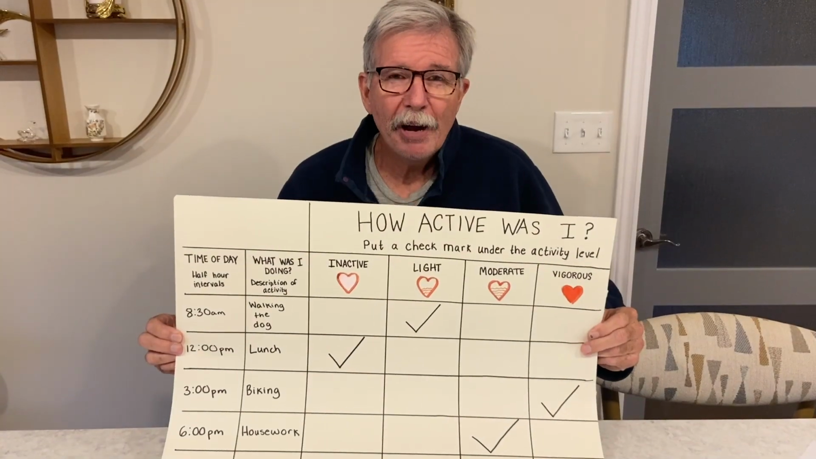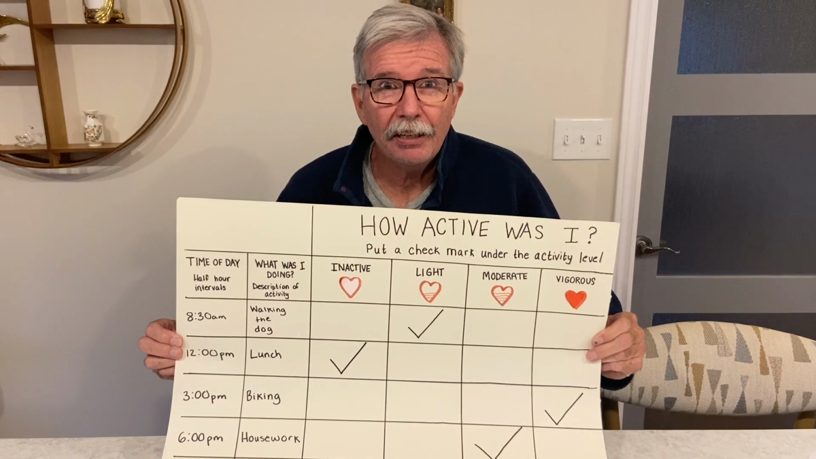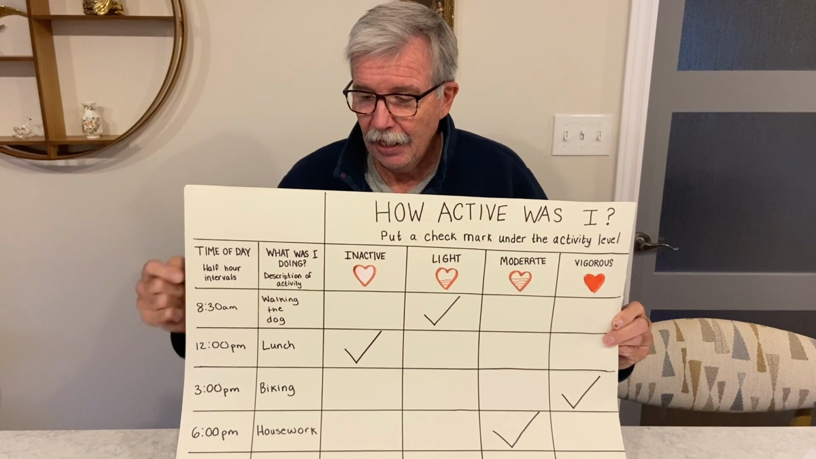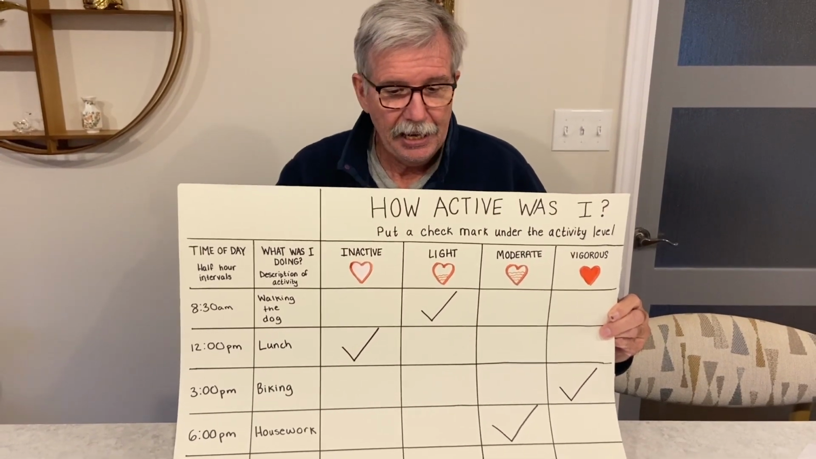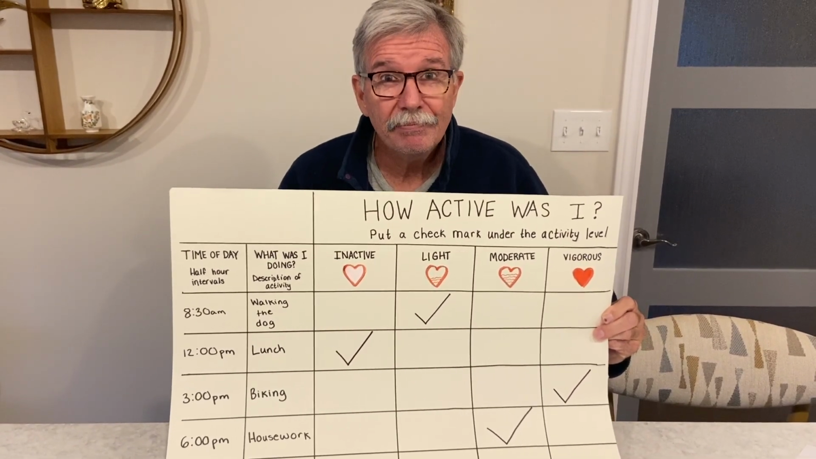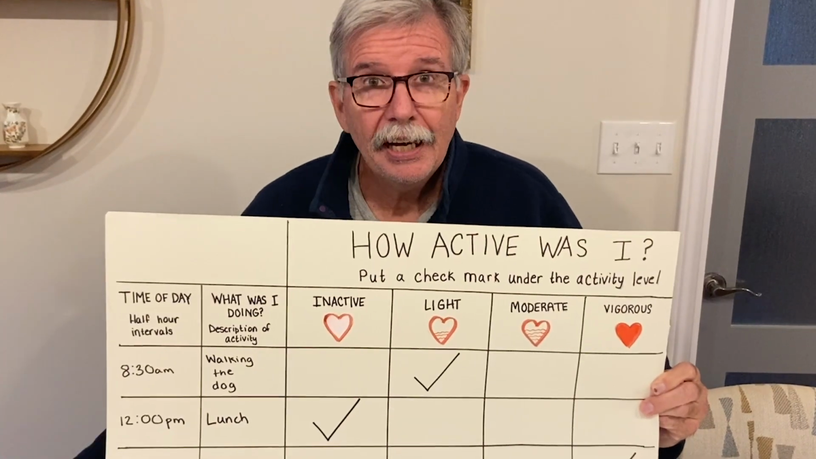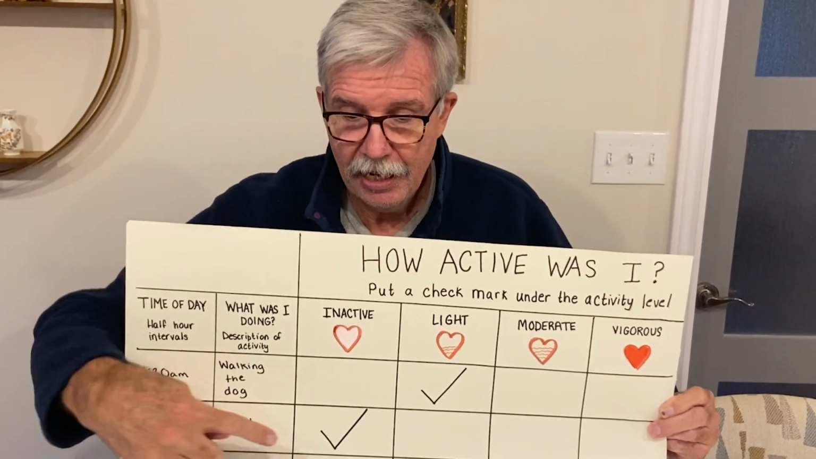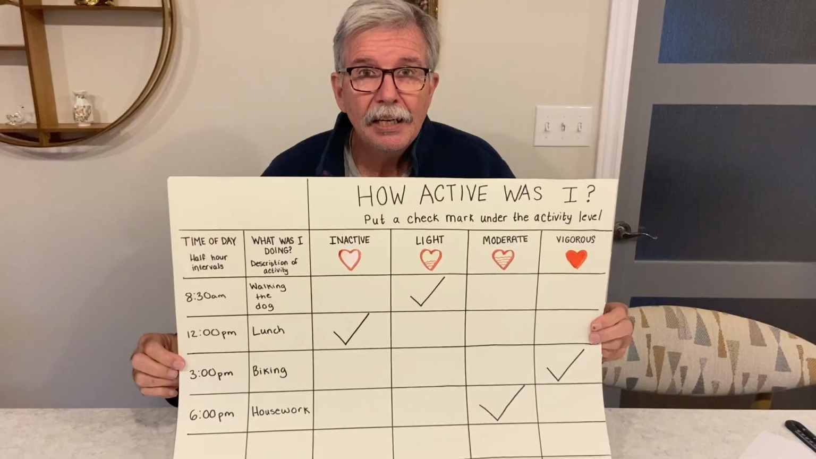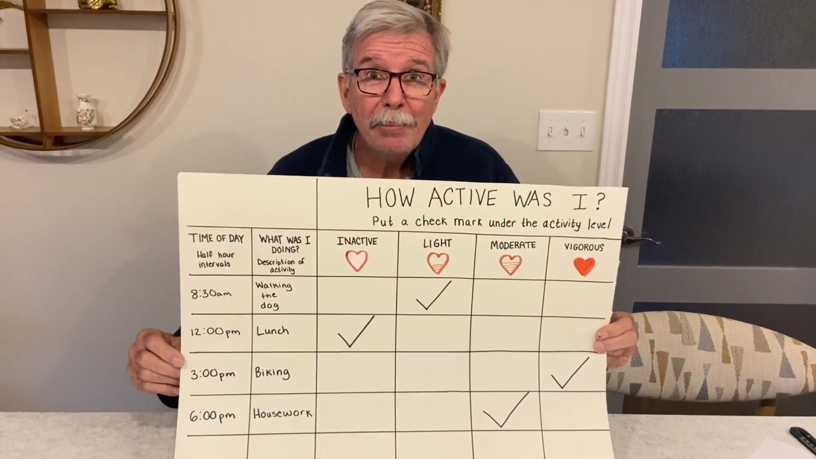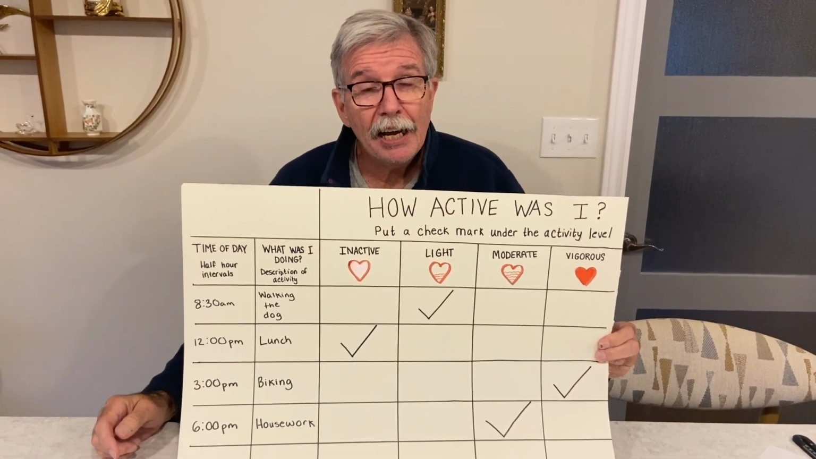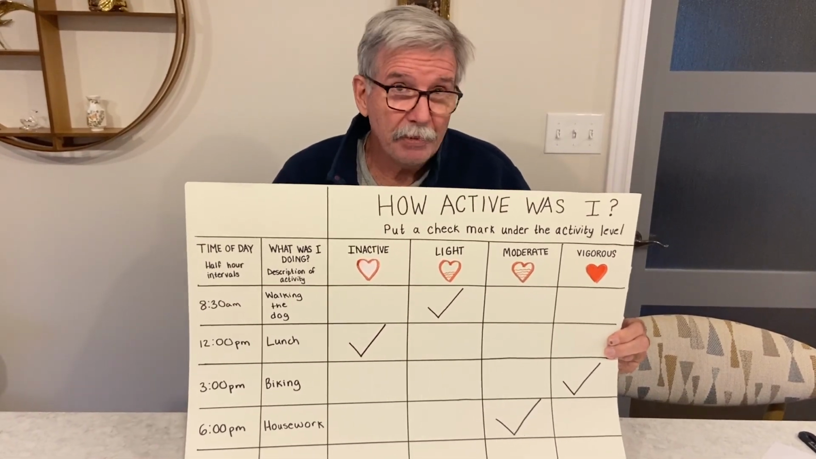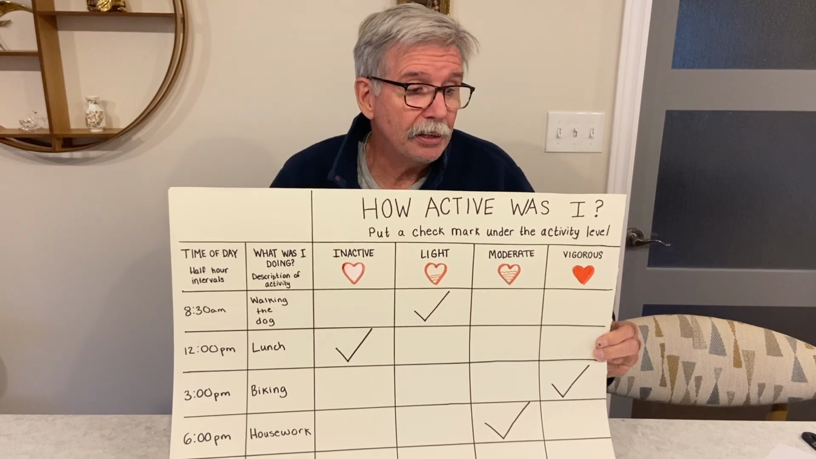I thought I'd show you what my first day of tracking my physical activity looked like. As you can see, at 8:30 a.m., I walked the dog, and that was light activity. As you can see, at noon, I had my lunch. I was sitting down at a table and watching some TV, so that was inactive. At 3 o'clock, I went for a bike ride. Now, on the bike ride, I was sweating and I was breathing hard, so that was a very vigorous activity for me. So I checked off the box under vigorous.